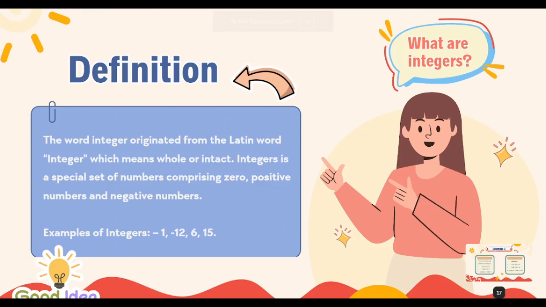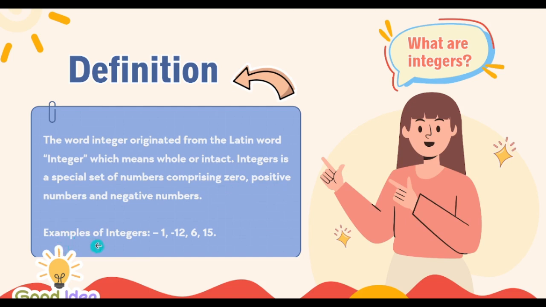Okay. First of all, I will explain the definition of integers, the symbol, and the types of integers. Definition of integers: what are integers? The word integer originates from the Latin word integer, which means whole or intact. Integers are a special set of numbers combining zero, positive numbers, and negative numbers.